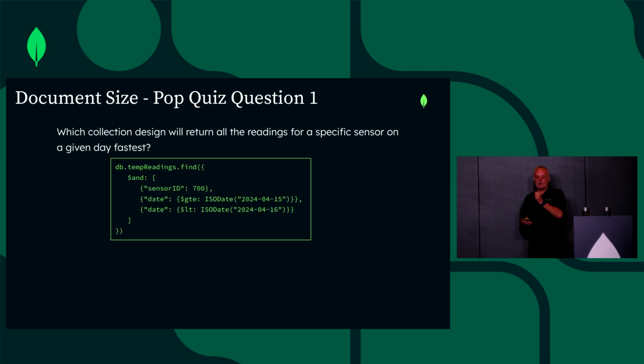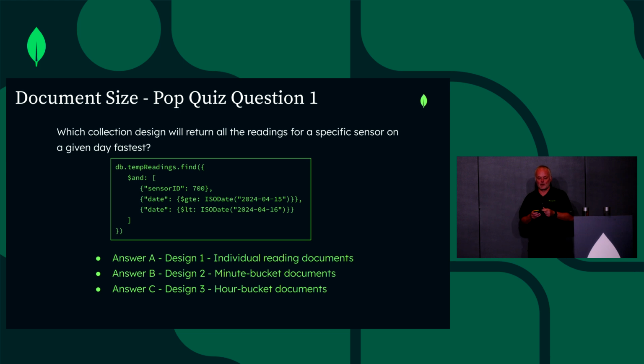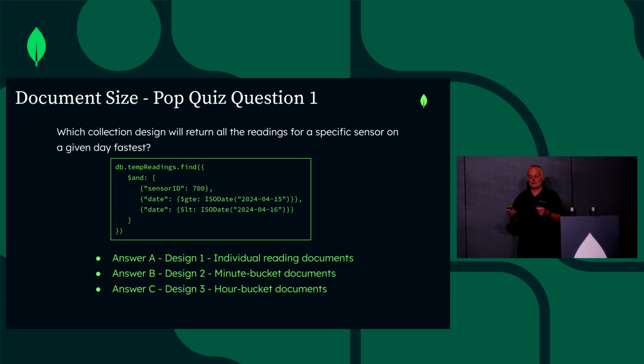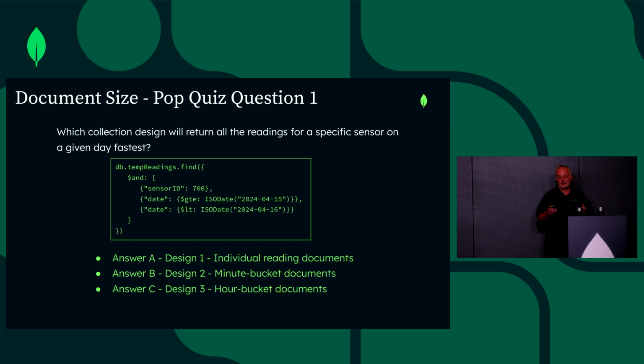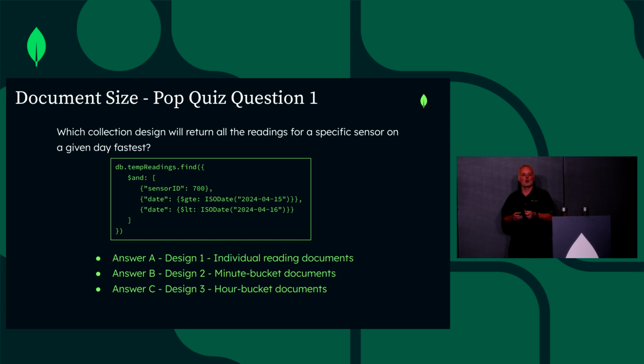So the question is, which collection design will return all of the readings for a specific sensor on a given day faster? So all of the sensor readings for a particular sensor for one 24-hour period. And so we've got the 3 options. Design 1, where it's 1 record per reading. Design 2, where it's one record for 60 readings, and answer C, where it's one document storing 3,600 readings for a sensor. So who thinks option A?